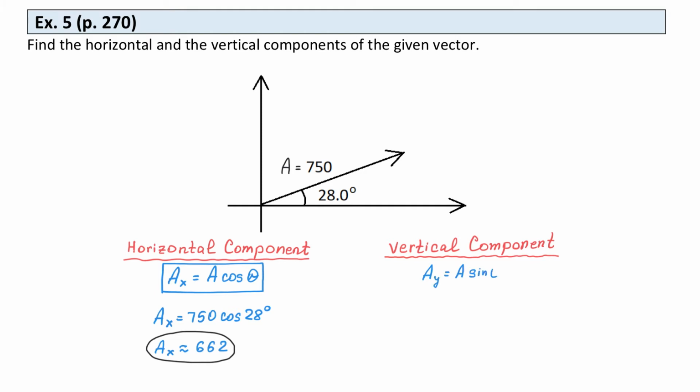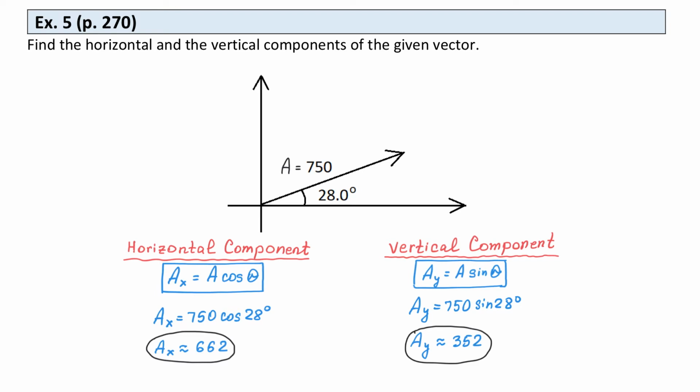Now, to find the vertical component, we will use the formula a sub y equals A sine of theta. Then a sub y equals 750 multiplied by sine of 28 degrees. A sub y will be equal to approximately 352.